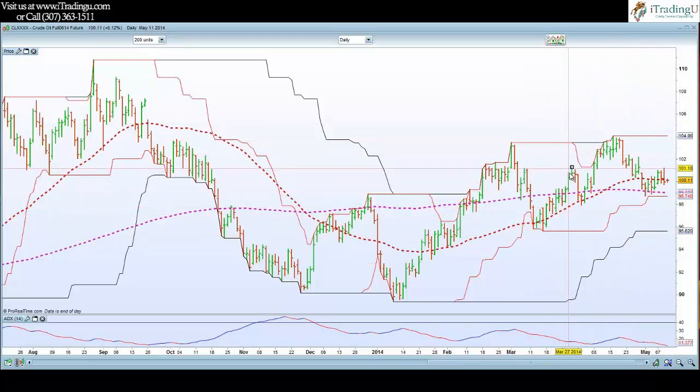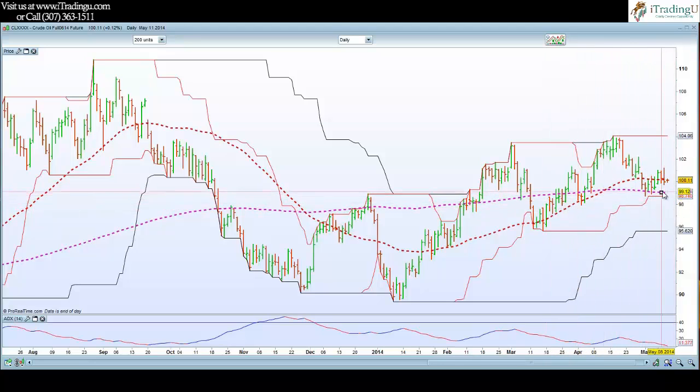But I noticed here, we can say we have a little shoulder here, we have a head forming here, and a mini shoulder here. So looking for a break somewhere around these levels, 97.80, 98.80, somewhere in that big figure range.